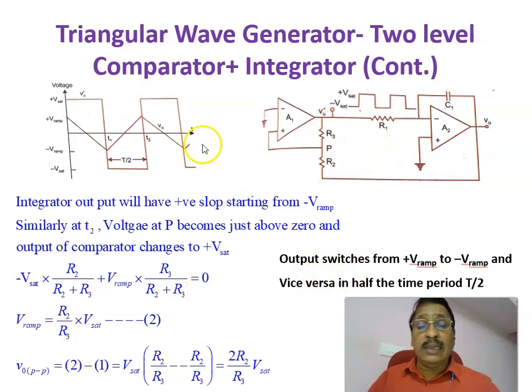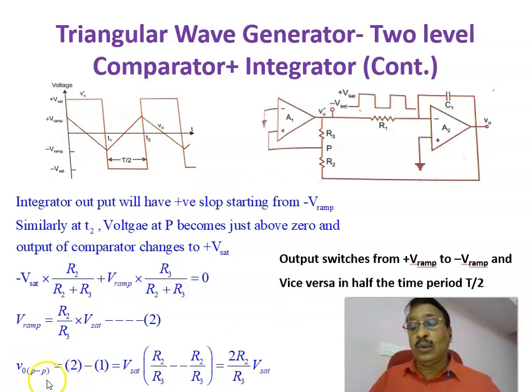Therefore, after reaching this point, that is after just going above 0, the output will again change from minus Vsat to plus Vsat. That is, the output switches from plus Vram to minus Vram, and vice versa, in half of the time. This change takes half of the time, because this is the total time period. During half the time period, the output of the integrator is changing from plus Vram to minus Vram. Again, in the next half, from minus Vram to plus Vram. So this is the total time period.